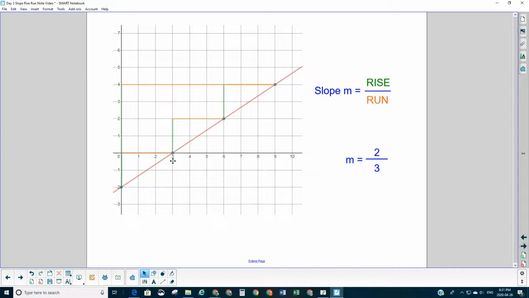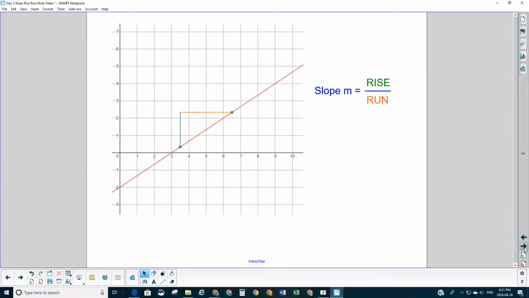Okay, so it doesn't matter which two points you pick. You can even pick these points. But the problem with these points is it's really hard to count. If you didn't know how high this was, it'd be hard to count from here to here. So it'd be difficult to say what the slope or what the rise is. Similarly, the run, it's hard to count. So you'll want to pick two spots that are easier to count, like this point to this point, or this point to this point, like we had before.